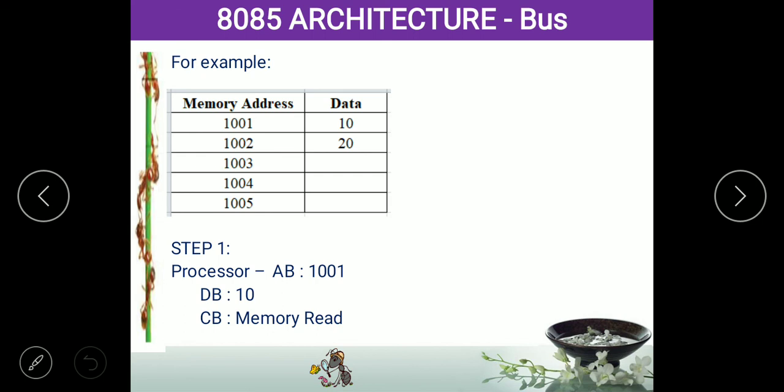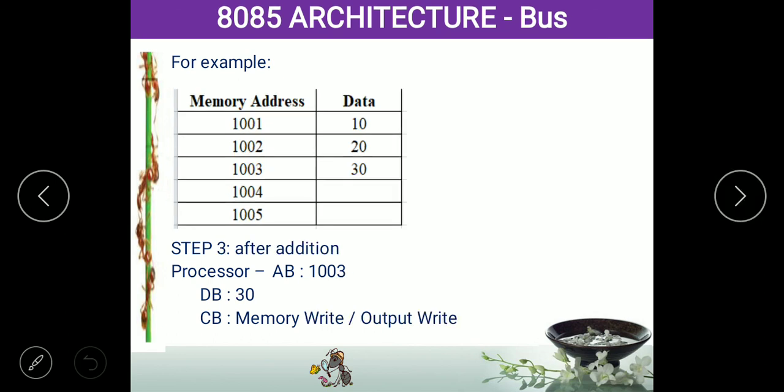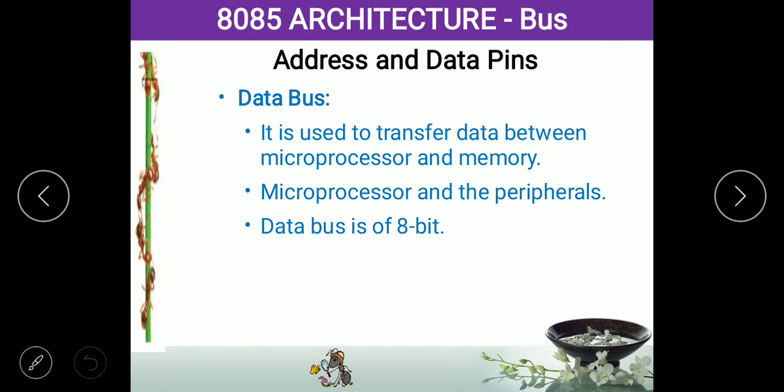Now, what to do with that number 30? The processor doesn't know whether the number should be displayed on the monitor, or stored in the RAM for further operation, or stored in the hard disk, or printed on paper. The processor doesn't know what has to be done with that output. For that only, we are using these control signals. If it is to be put in the memory, then the control will tell the processor to write it to the memory. So that is why we are using these control pins.